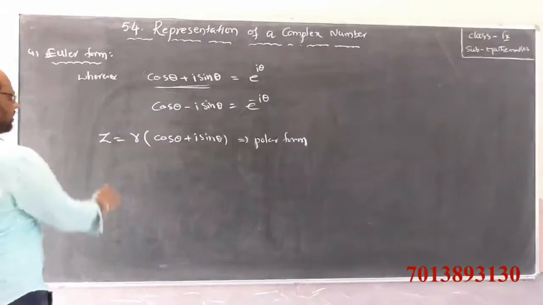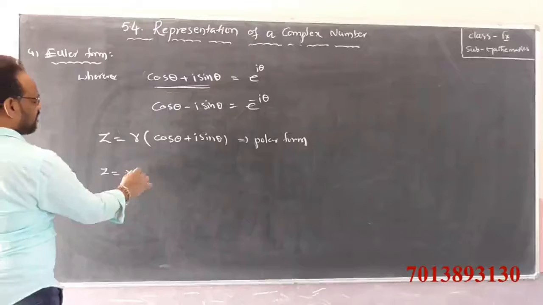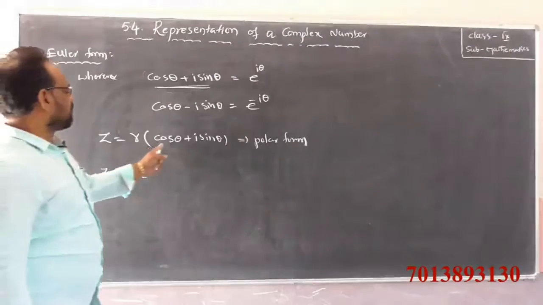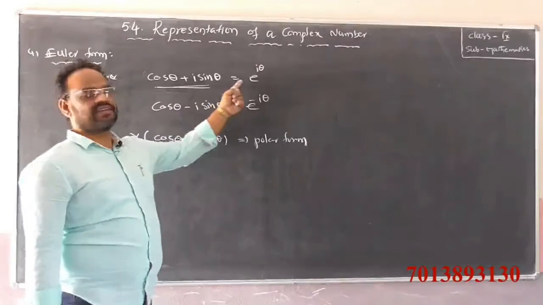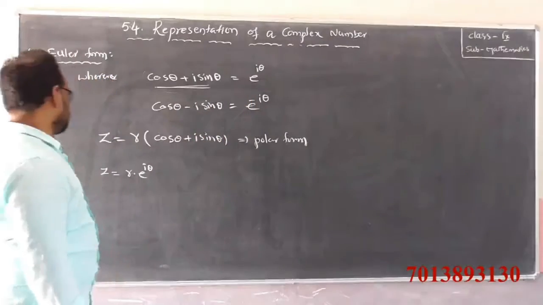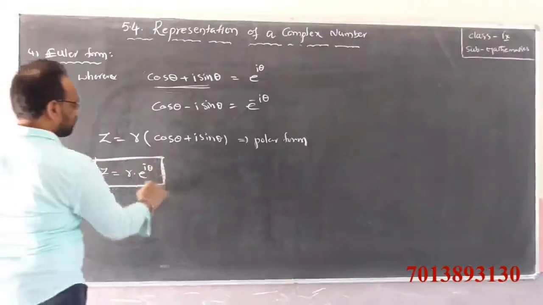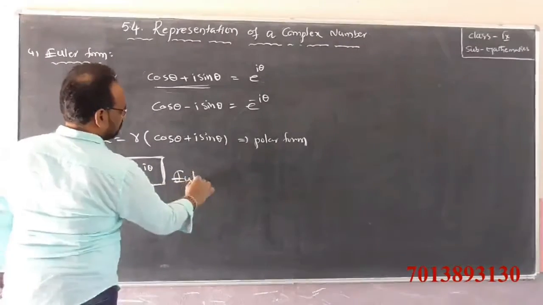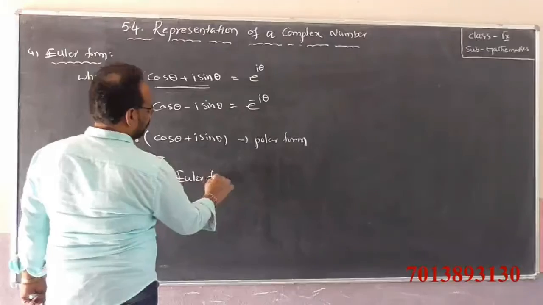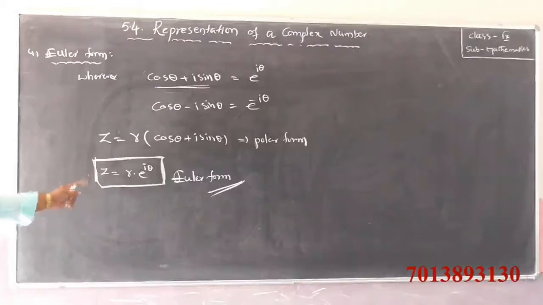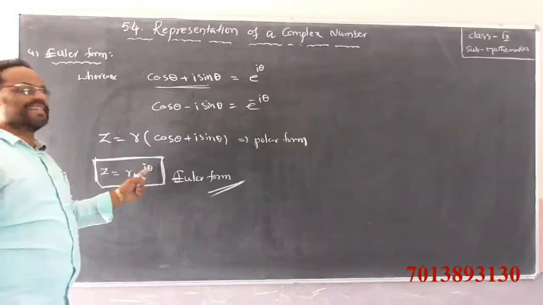Cos theta plus i sin theta can be written as e power i theta, so r times (cos theta plus i sin theta) becomes r times e power i theta. So z is equal to r times e power i theta, which is called the Euler form of the complex number.